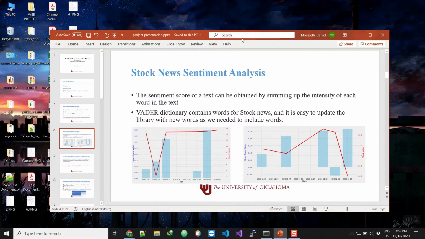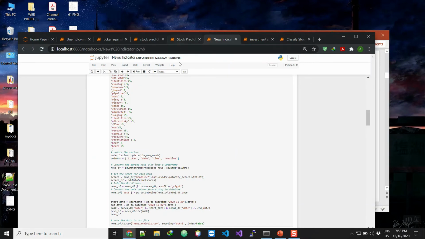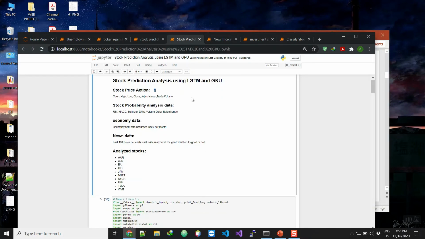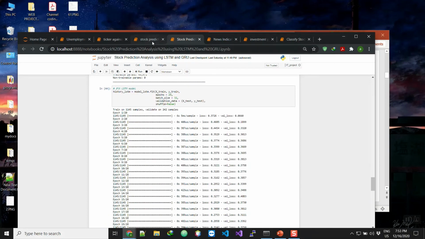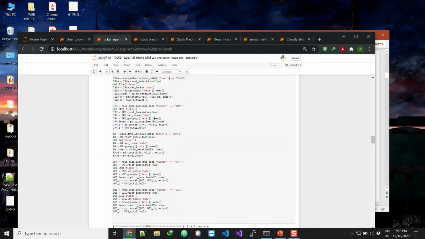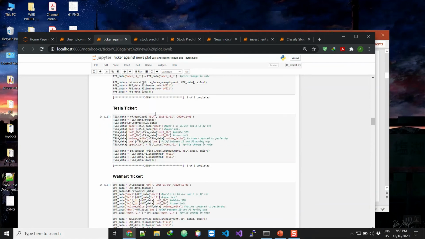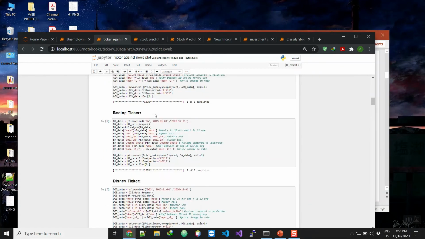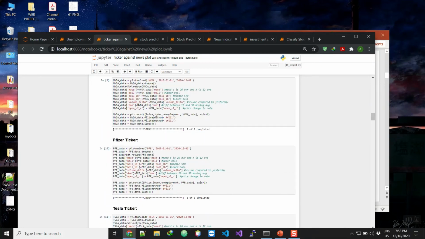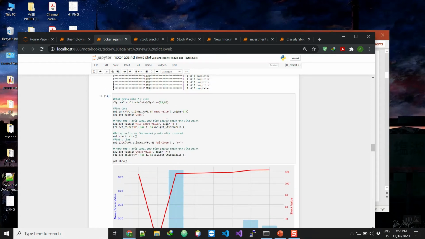So for famous stocks, let me go back to this one again. The reason we chose these stocks is basically because they are big market, very famous, and have high value. So a lot of people trade these stocks, and a lot of news comes from them.